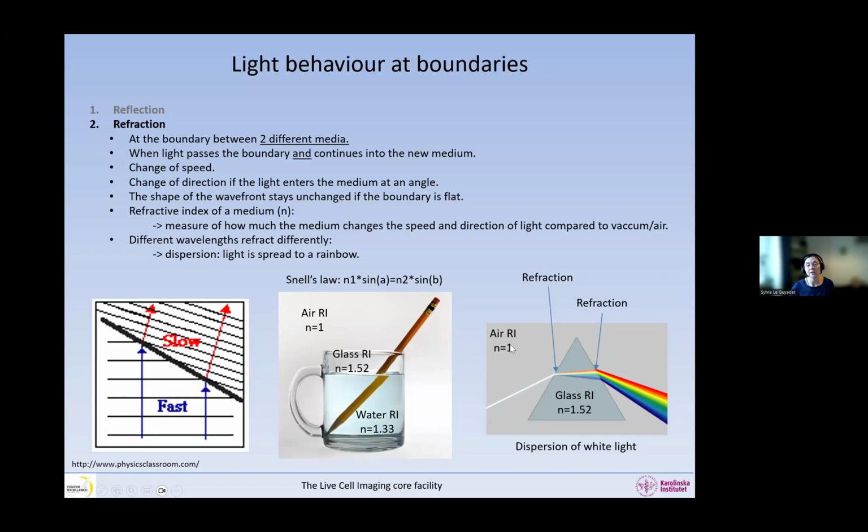This is air, so it has a refractive index of 1. And here is a prism, a glass prism. Sorry, so the refractive index is much higher. And so what happens here is that the light comes at an angle. And so this light is being dispersed into its different wavelengths. And when it comes out, it again changes medium. And then it's being dispersed even more. And so we are able to make a rainbow.